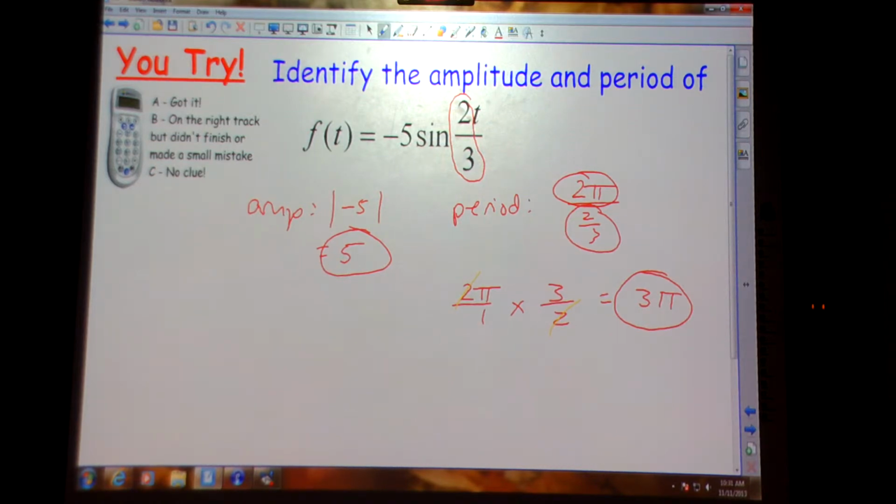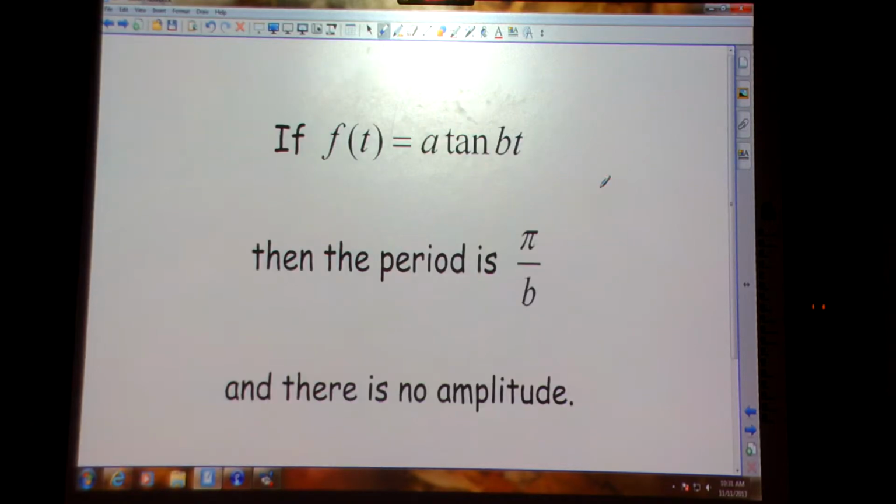Okay. Now tangent is a little different. Think about it. We can't do 2 pi over b to get tangent because tangent's normal period is not 2 pi. Sine and cosine is not tangent. So if f of t is a tangent bt, the period is pi over b, because the normal period of tangent is pi, so no longer 2 pi over b, it's pi over b.